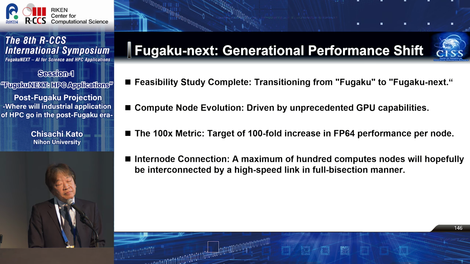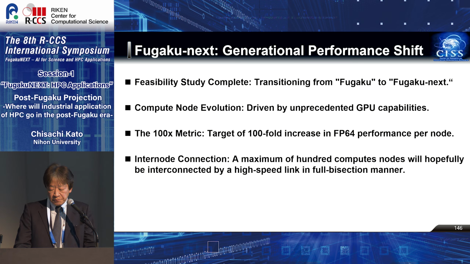Connections, that is done by the scale-out network. But the scale-out network is not as fast as the memory throughput increases. So I project a maximum of 100 compute nodes. That means 400 GPUs will hopefully be connected by a high-speed link, the successor of NVLink 72. So that means 400 GPUs will be connected by high-speed links.